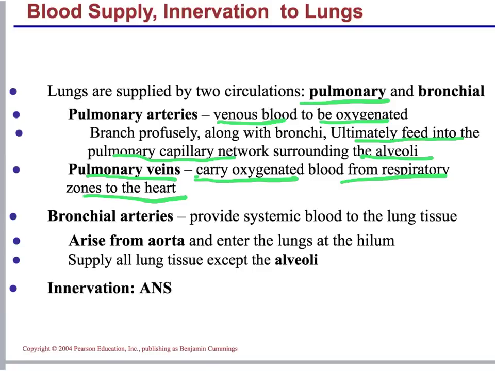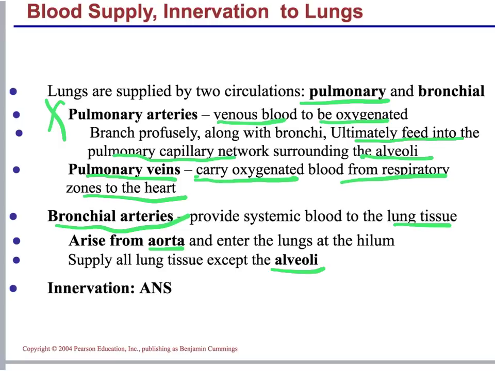Now, the second system of the circulatory vessels are called bronchial arteries, and bronchial arteries actually supply blood to the lung tissue. Purpose of this one is the gas exchange. Purpose of this one is to supply the lung tissue. They come from the aorta, okay? And then everywhere except for the alveoli is where we have the vessels, the bronchial artery supply.